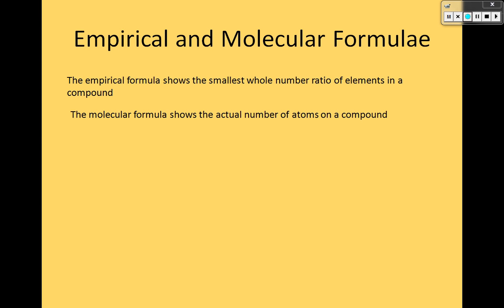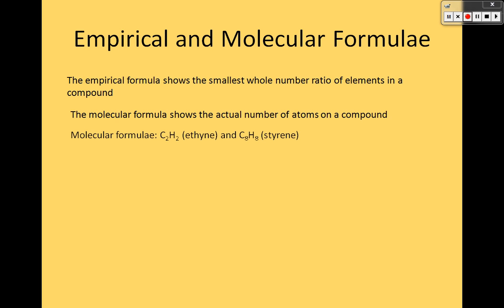And we can use molecular and empirical formula even for ionic compounds. So normally we would say molecules are just covalent, but we could use it for ionic as well. And when we're talking about the molecular formula, it would be talking about one formula unit of the compound. So let's look at what the difference between those is.